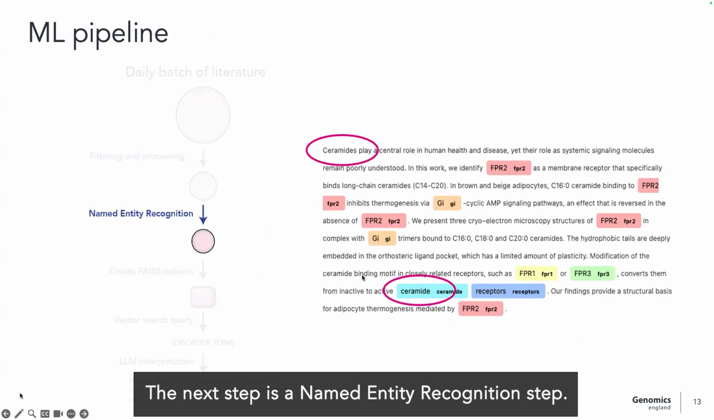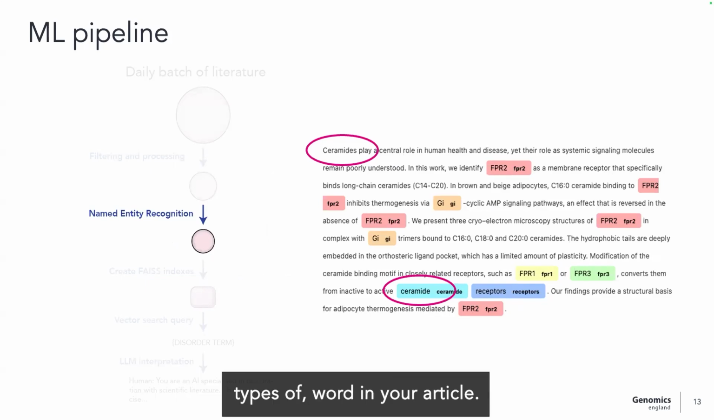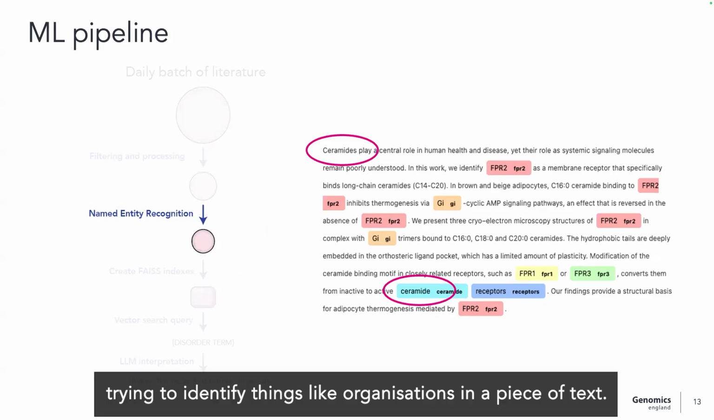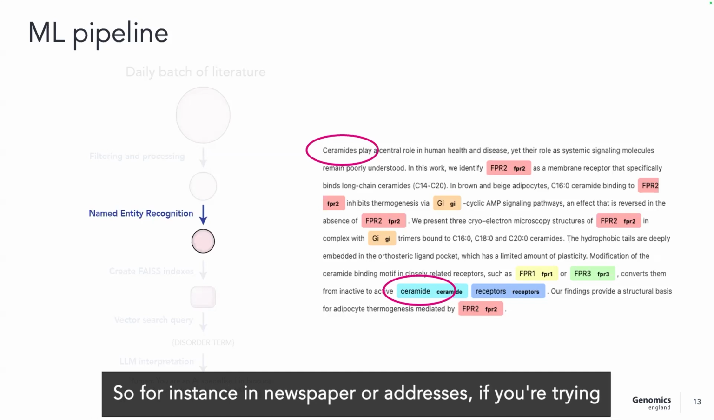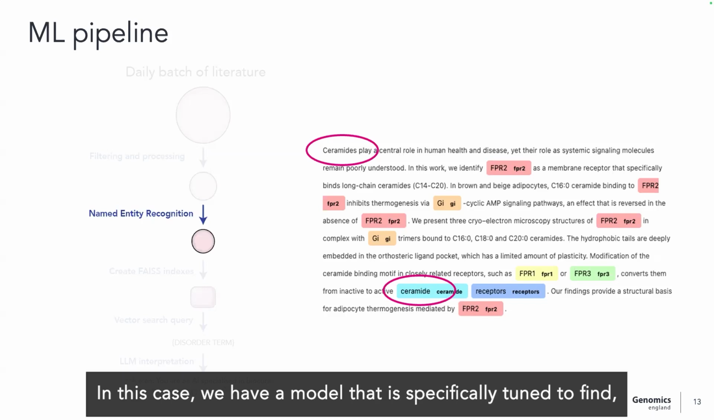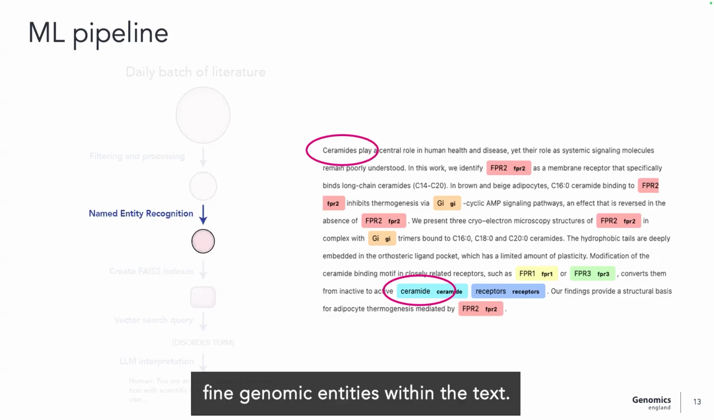The next step is a named entity recognition step. Named entity recognition is essentially trying to find specific types of word in your article. Typically it is thought of as trying to identify things like organizations in a piece of text, for instance in a newspaper, or addresses if you're trying to do some de-identification. In this case, we have a model that is specifically tuned to find genomic entities within the text.